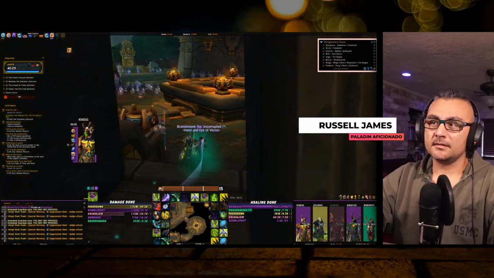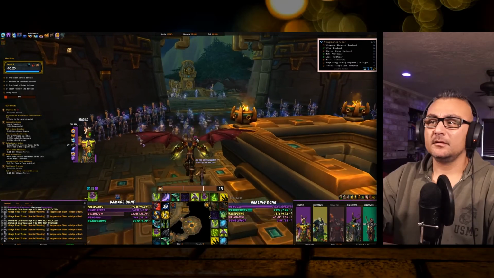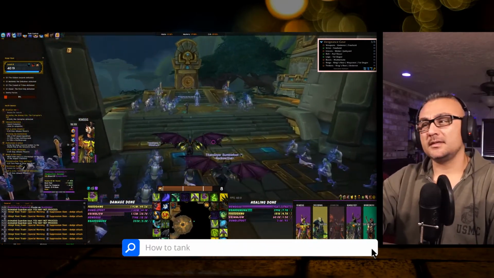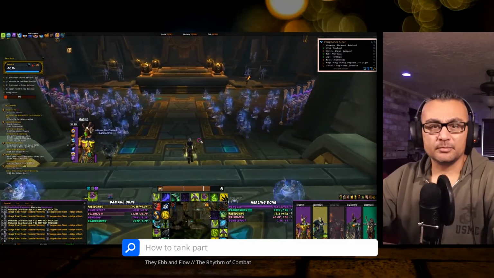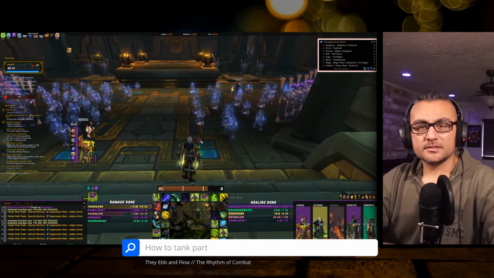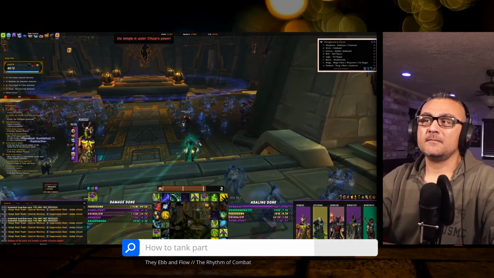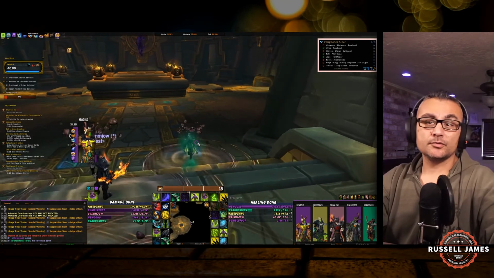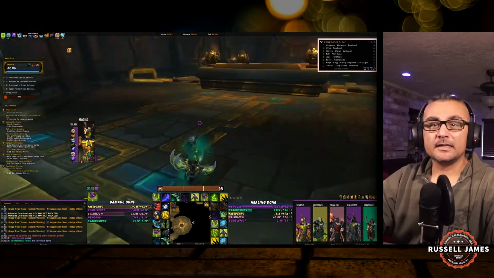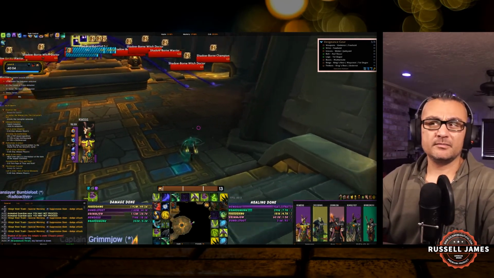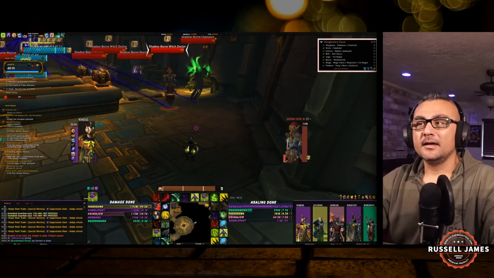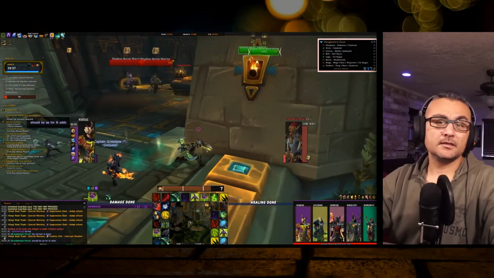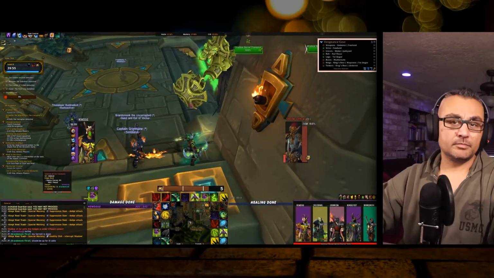Part 1 was controlling the battlefield. Went over Method Dungeon Tools and how to pull, what to look out for, situational awareness, stuff like that. This is part 2. This is what I like to call the ebb and the flow, or the rhythm of the combat. Basically maintaining a smooth dungeon run, you know, pulling after pulling after pulling.